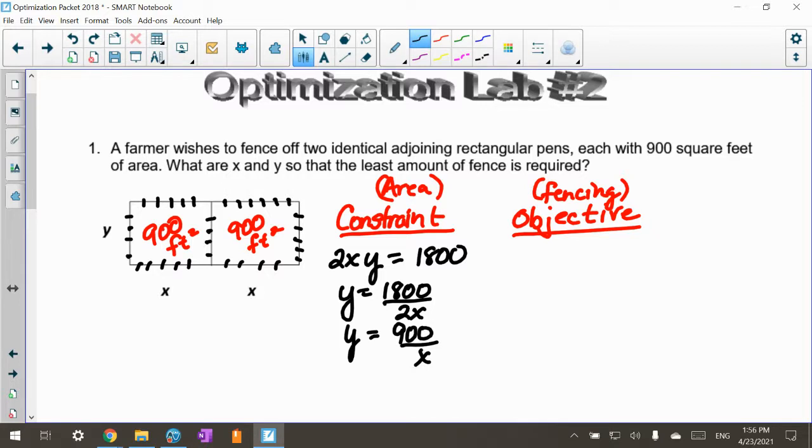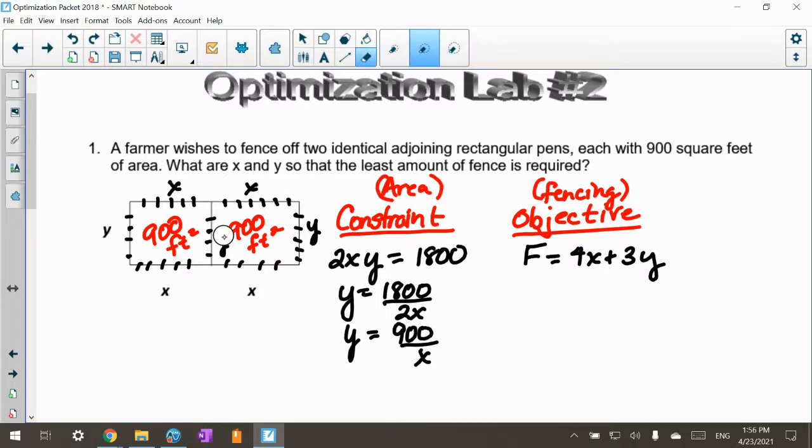Now my fencing equation: I've got an x here and here, and this is rectangular, and there's a y in here. So I have 4x's plus 3y's for the fencing. It's kind of hard to see this one, but there is a y right here in the middle, if you will. So this is a y as well. I'm going to replace the y so my fencing equation is all in x's.